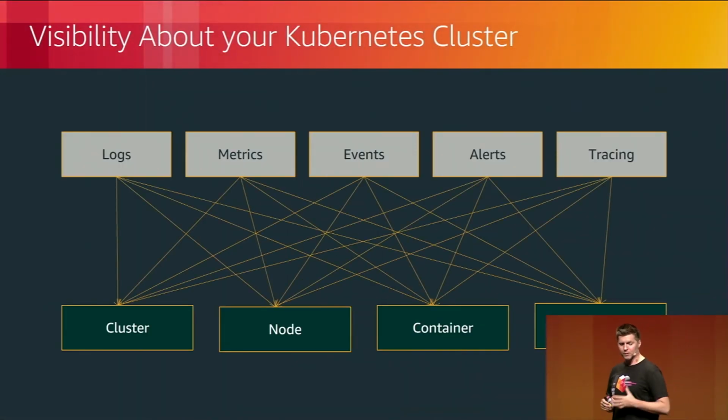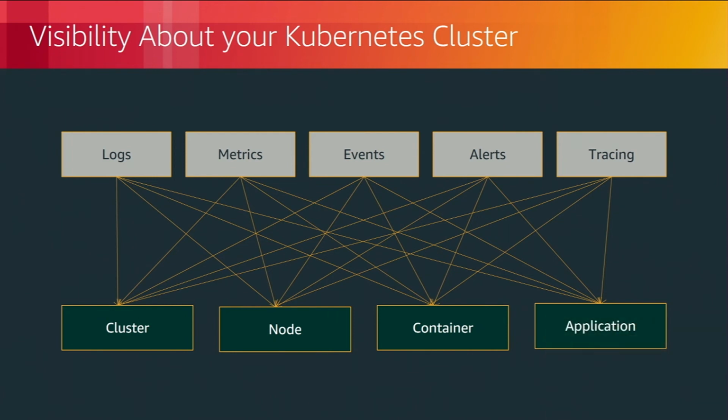Here are some examples. We've got clusters and nodes and containers and applications, and each of those is emitting some kind of information that we need to capture to be able to assess and analyze and make decisions about the right path forward for our applications, diagnosing and debugging problems in our systems.